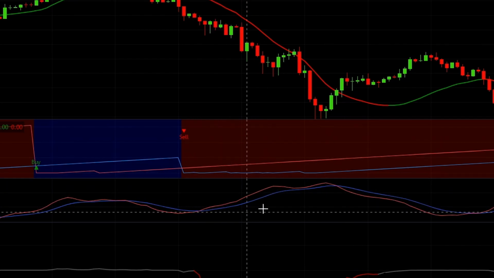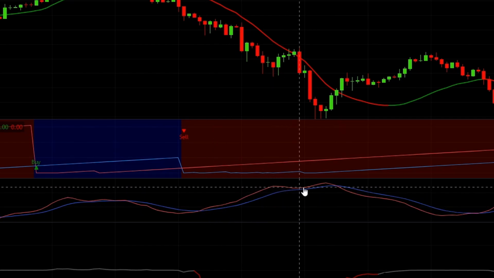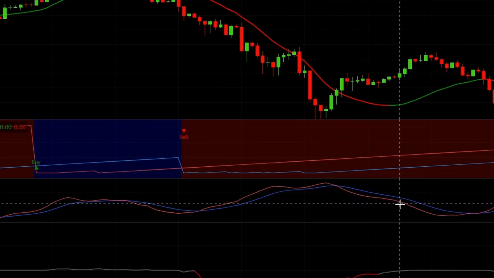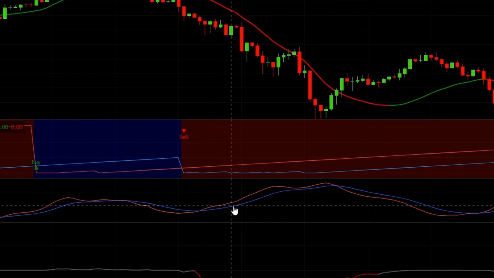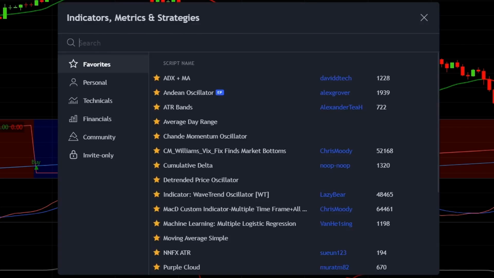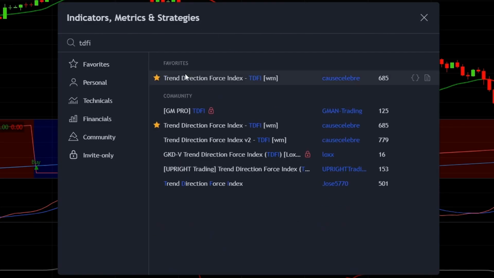For this indicator the rule is very simple. Whenever the momentum is picking up, the ADX will move higher, and whenever it's slowing down, it will move lower. So we will only allow entries when the ADX is above the ADX base moving average. Next, let's add our secondary confirmation indicator, which will be the TDFI. Add this one.